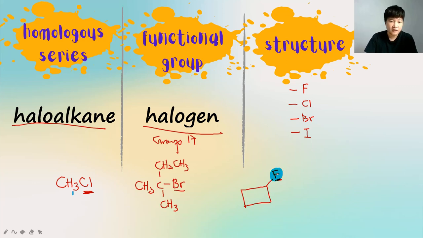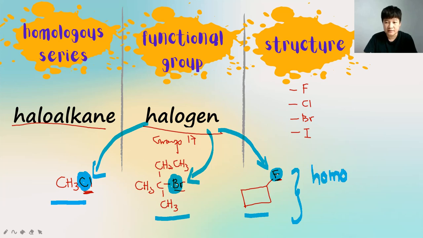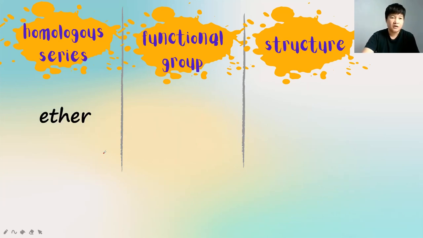Your fluorine, chlorine, bromine is the halogen that characterizes the compound. It will give a character to the compound. And all these three compounds will be homologous to each other. Homologous means they are in the same homologous series. Next, ether. When the homologous series is ether, the functional group is alkoxy.